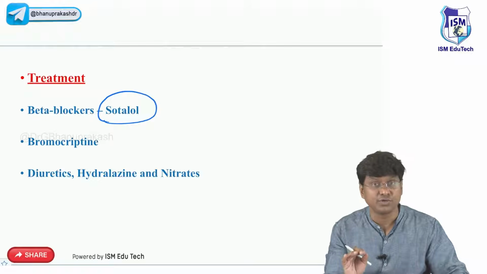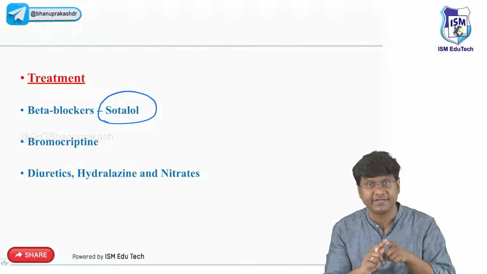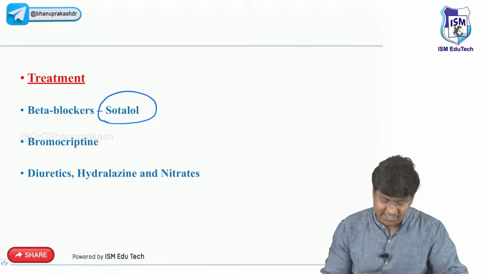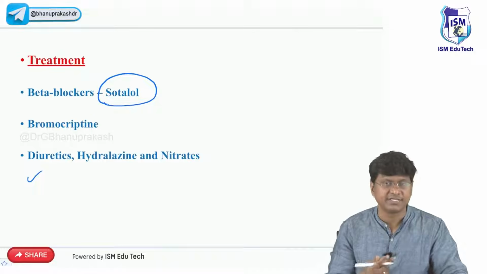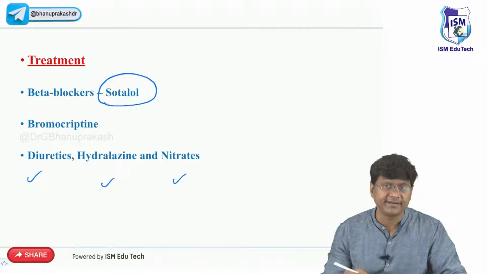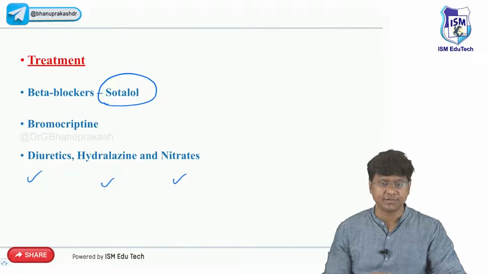Then this particular sotalol is acceptable to prevent the ventricular as well as atrial arrhythmias secondary to your dilated cardiomyopathy. Then you need to give diuretics because the individual may develop pulmonary edema. Hydralazine and nitrates should be given to reduce the afterload on the heart.